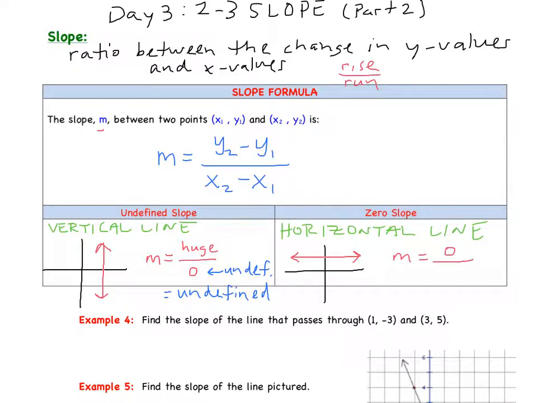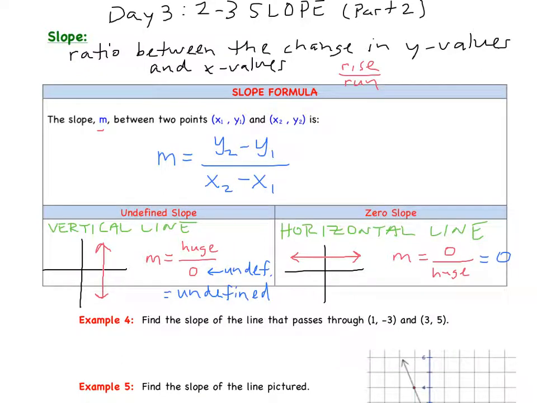And our run this time is a very big number. We can continue going to the right, we continue going to the left. It's a huge number. So whenever we have 0 in our numerator and some number in our denominator, this goes to 0, hence the 0 slope.